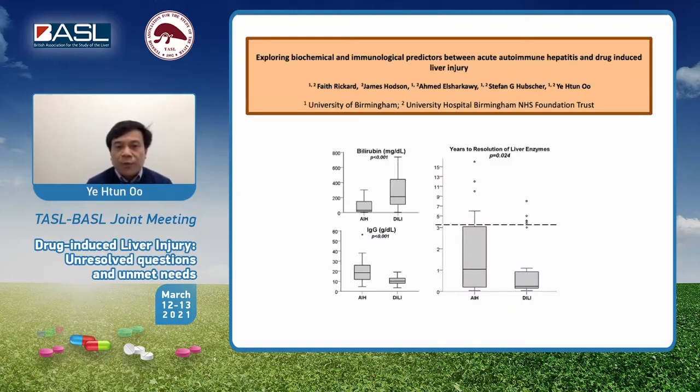And we looked at it before. Dr. Faith Rickard, who was in Birmingham, looked at the clinical data of acute autoimmune hepatitis and drug-induced liver injury to see whether there is a biochemical or immune predictor. We could review that, and the numbers are a bit small. We looked at around 25 in each arm. What we found is that DILI patients have a higher bilirubin, and they also have delayed resolution of the liver enzymes. Immunoglobulins will be elevated in both conditions because B cells are involved as well.